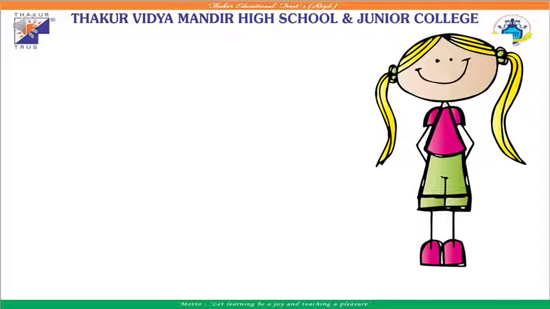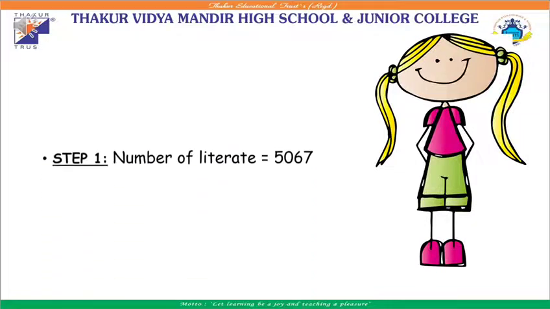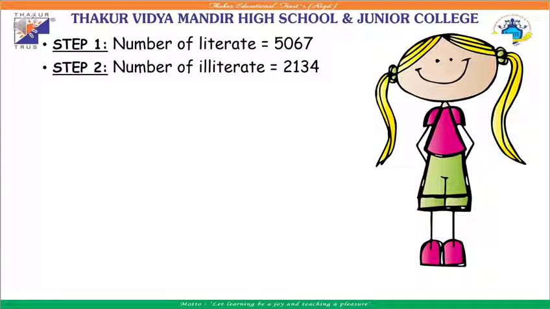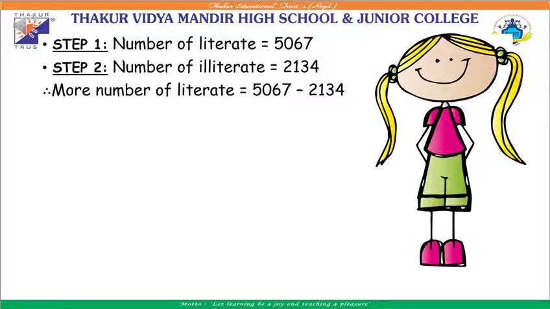So, starting with the steps, number of literate is equal to 5067. Number of illiterate is equal to 2134. What am I supposed to find out? The more number of literate. So, therefore, more number of literate is equal to 5067 minus 2134. So now, making a vertical arrangement of 5067 minus 2134.